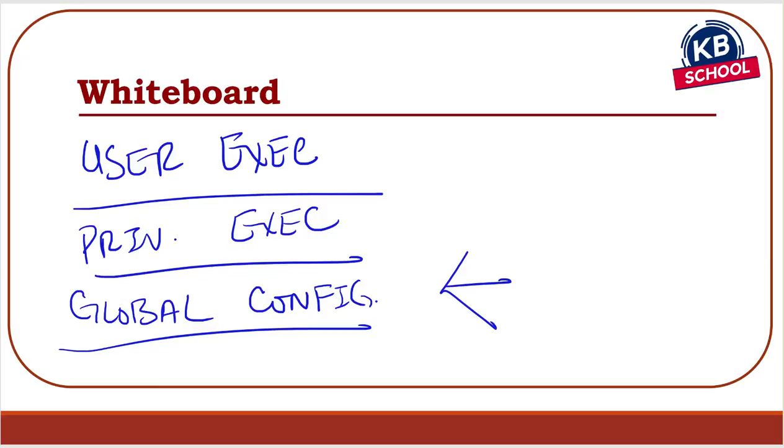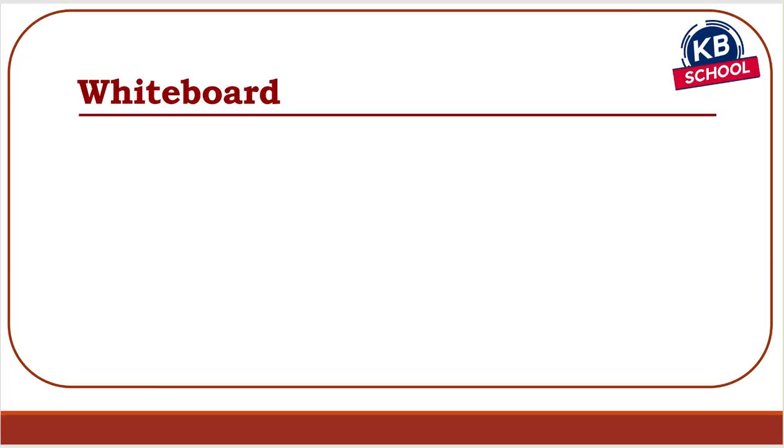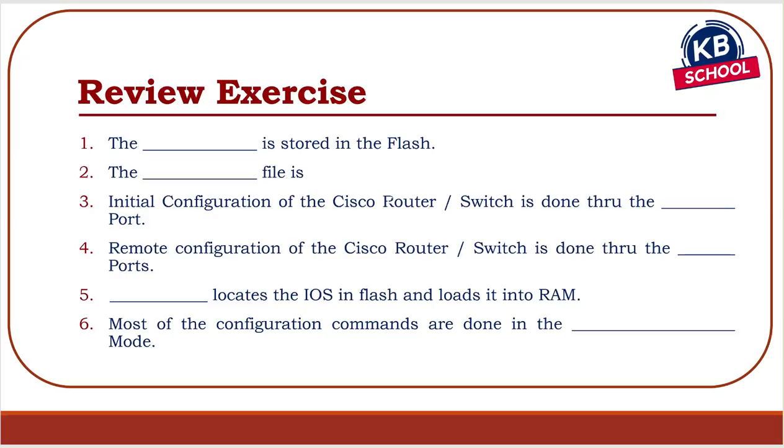All right, so my objective again for this video was to give you an overview of what are the different components that the router is made up of. Hopefully I have accomplished that. Let's do a review to see if you understand the things that we talked about. The first question over here in the review is the dash is stored in the flash. And what is that? If you're saying IOS, you are correct.